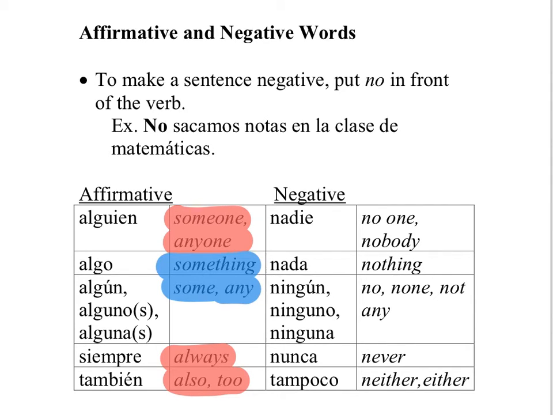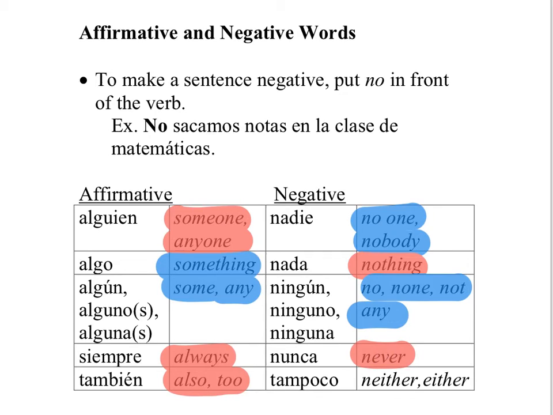On the negative side, we've got nadie, no one or nobody. Nada means nothing. Ningún, ninguno, ninguna mean no, none, or not any. Nunca means never. And tampoco means neither or either, depending on how you use it.